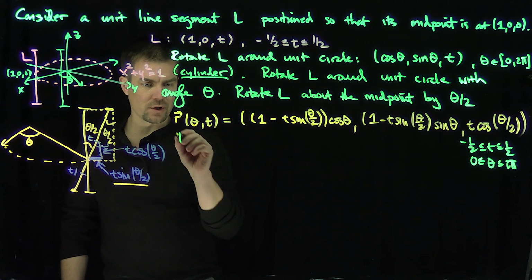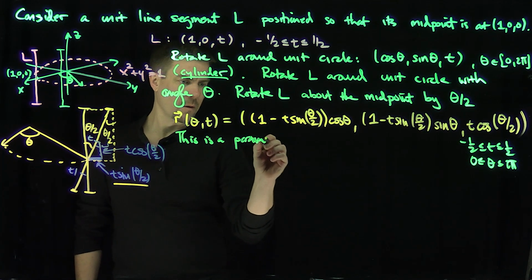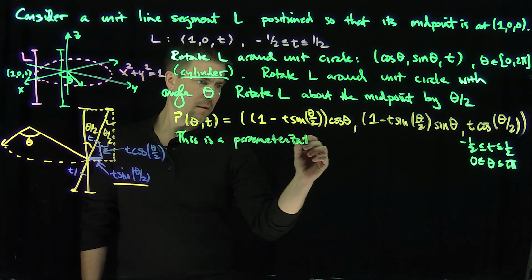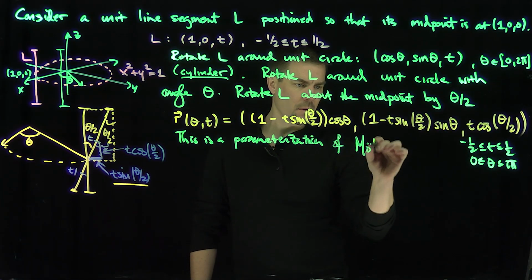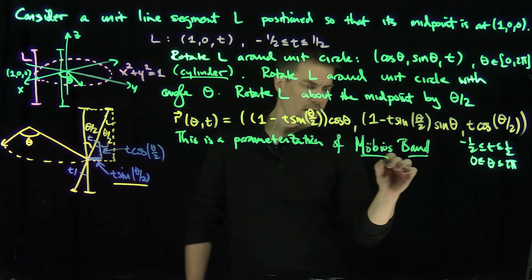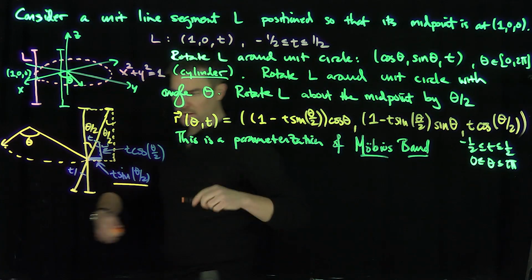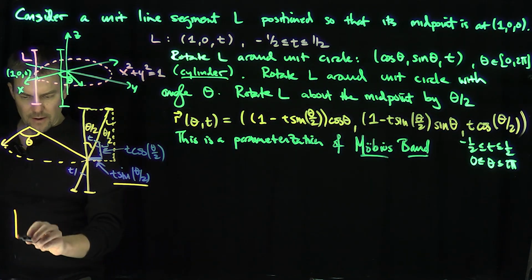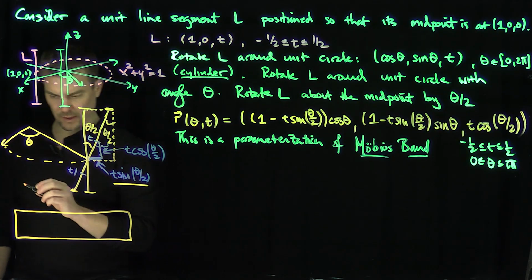So this is a parameterization of the Mobius band. And you've probably seen Mobius bands in some of your earlier math classes. The idea behind a Mobius band is the following. What you could do is take a rectangular strip of paper like so. Imagine this rectangular strip of paper like this.